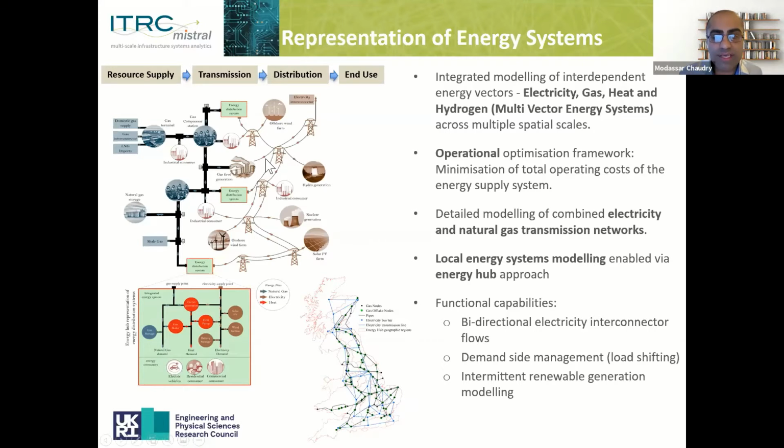We model all the resources such as gas, transmission elements such as gas terminals and pipes, generation technologies, and the interactions with the electricity transmission system, and finally the connection with the distribution systems. We employ the energy hub approach to model energy distribution systems. This allows us to encapsulate some of the key interactions across multiple energy vectors within local energy systems. Additionally, we have various functional modeling capabilities such as bidirectional electricity interconnector flows, which can either be balanced or unbalanced. We have demand side management capabilities, and of course we model intermittent renewable generation.